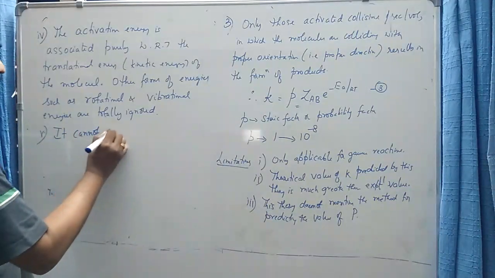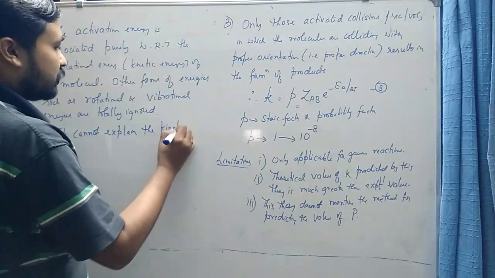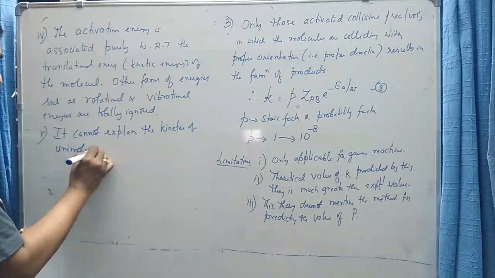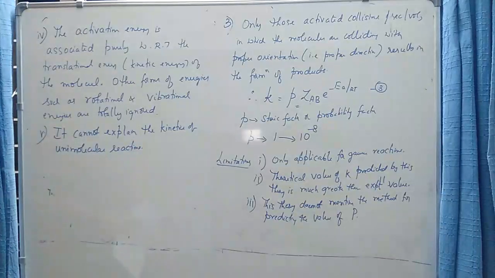One more important limitation of collision theory is it cannot explain the kinetics of unimolecular reactions. So reactions involving a single molecule or one type of reactant molecule, such as isomerization reaction or decomposition reaction. So the kinetics of such unimolecular reactions cannot be explained by collision theory. So we require an entirely separate theory for explaining the kinetics of unimolecular reactions.